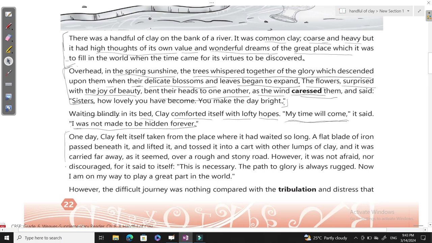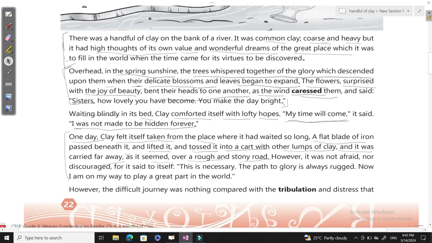The clay's journey started in the next paragraph. One day, clay felt itself taken from the place where it had waited so long, on the bank of the river. There a flat blade of iron pressed beneath it and lifted it and tossed it into a cart with the lump of other clays, and it was carried far away, as it seemed, over a rough and stony road.